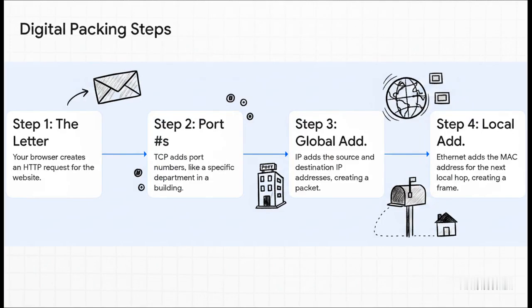So picture this. We're basically just adding a bunch of labels to our package. Each step adds a new layer, a new label. Step 1, your browser writes the letter itself. That's the actual request for the website. Then you've got the transport layer, which slaps on the port numbers. Think of this like adding a specific department, attention web server, to the building address. After that, the network layer adds the big one, the global IP address. And then finally, the data link layer adds a local address, the MAC address, which basically just tells the network how to get to the very next stop on the journey. It's like telling the mail carrier which street corner to turn at next.